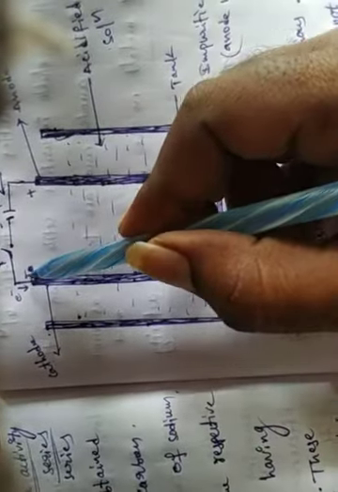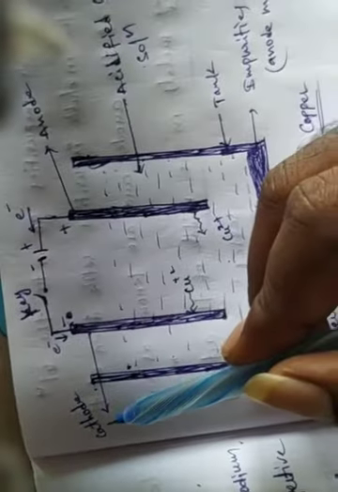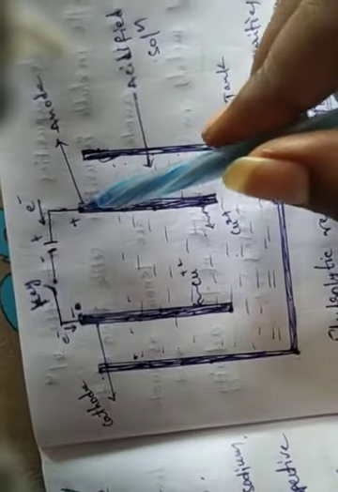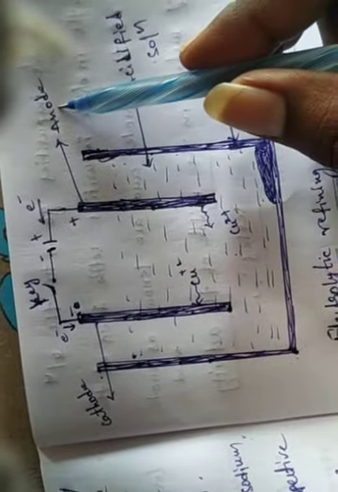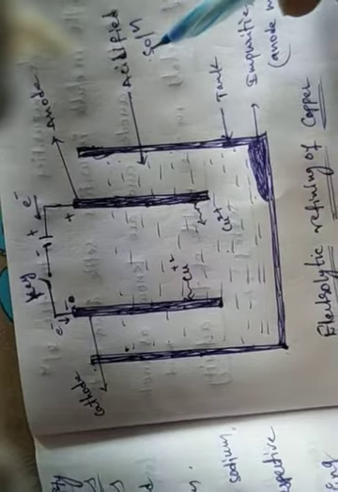Here, once you observe the electrolytic refining of copper, this is a negative charge. The negatively charged electrode is the cathode. The positively charged electrode is the anode. This is an acidified copper sulfate solution, the metal solution.